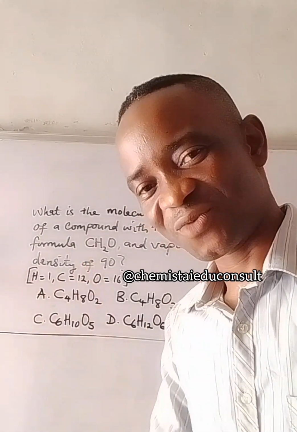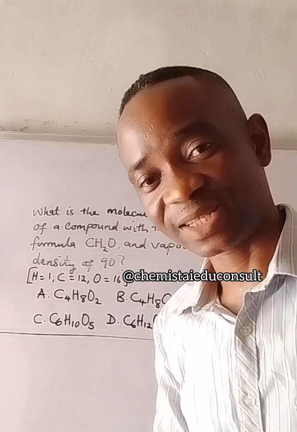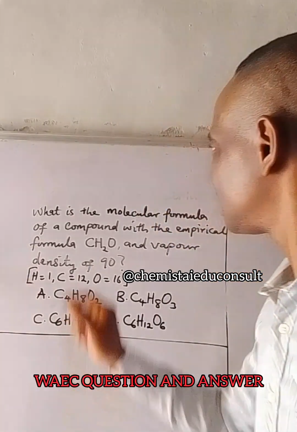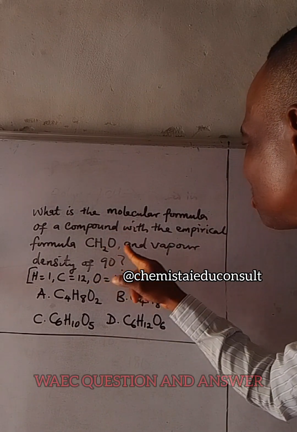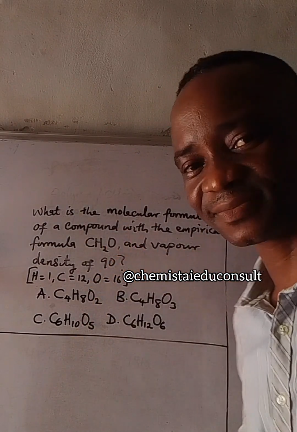Hello, can we solve this question? I promise the question is very simple. What is the molecular formula of a compound with the empirical formula CH2O and vapor density of 90?